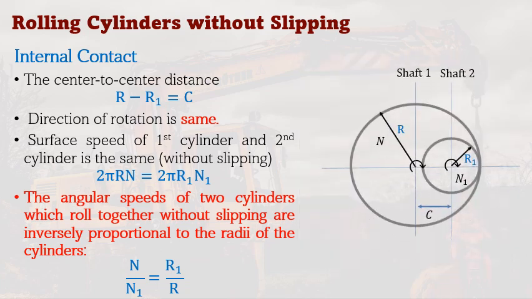So you can see here in this illustration that indeed the center-to-center distance is equal to the difference between the radius of the larger cylinder minus the radius of the smaller cylinder. Also, we can see here that at the point of contact, the linear velocity would be the same if there is no slippage, thus obtaining the relationship between the angular speed and the radius. So you can see that the same relationship holds true. Therefore, the cylinder which has a larger diameter or radius will rotate at a slower speed as compared to the smaller one.